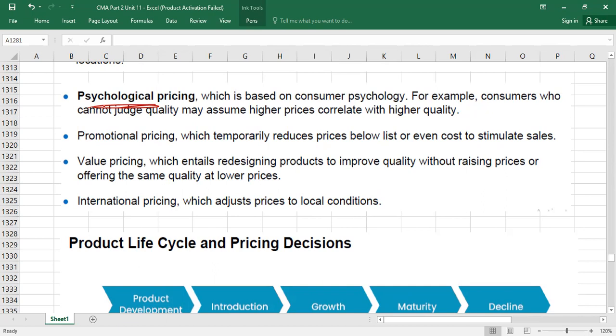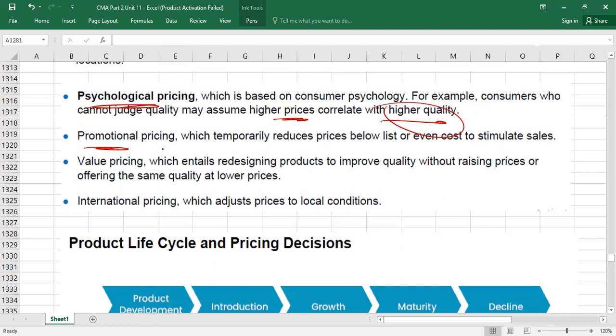Psychological pricing is based on consumer psychology, right? For example, consumers who cannot judge quality may assume a high price correlates with high quality. He may think, oh, high price means the product has good quality, so he will pay if he doesn't have any information. Then sometimes we have promotional pricing.